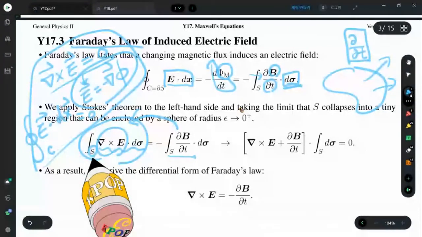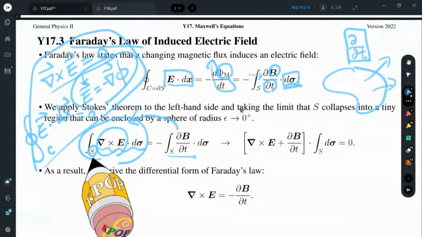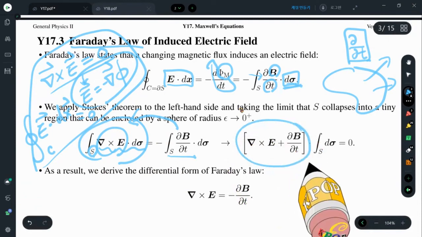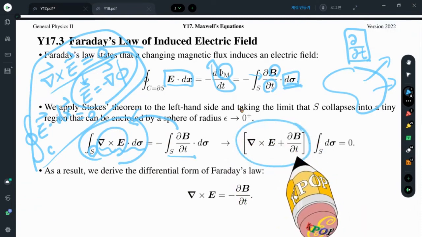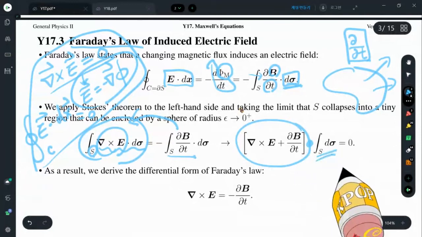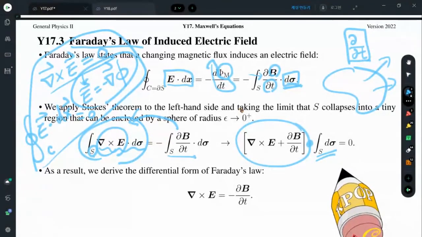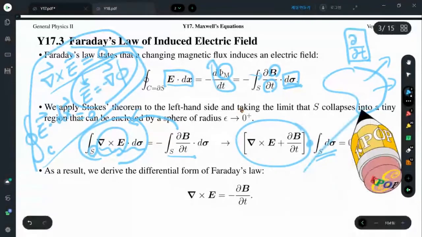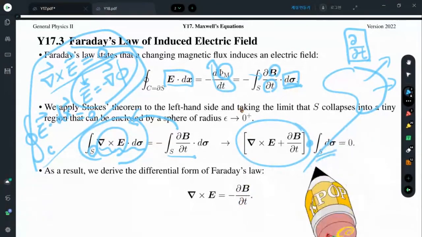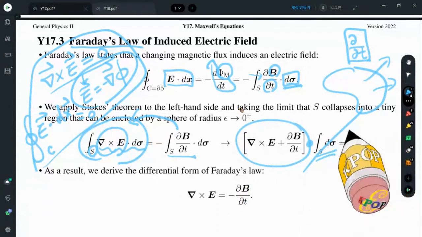and then shrink the surface to be a very tiny surface that can be approximated as a single point. In that case, again, we can pull out this integrand that is almost constant and becomes a scalar product with the surface element, which is vanishingly small, but it is not 0. So we can divide this one in each component, for example, x, y, z component.